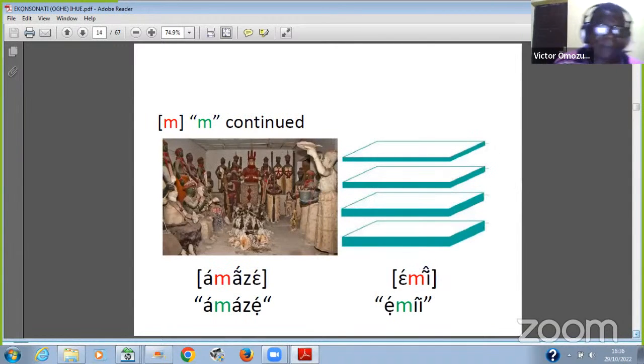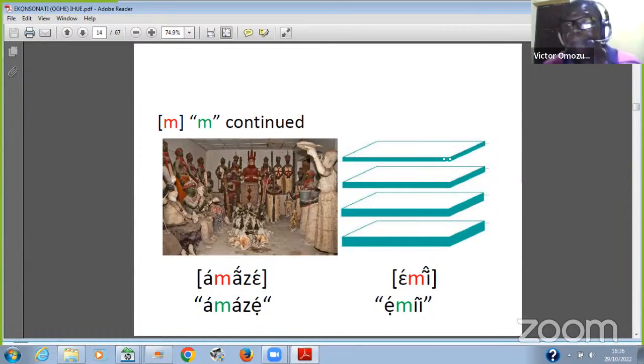Then we still have the mi in Amaze. Amaze, you see the picture of Amaze there. And then we have it in Emi. Emi, that is thickness. You can see this one is thicker than this one, and this one is thicker than this.